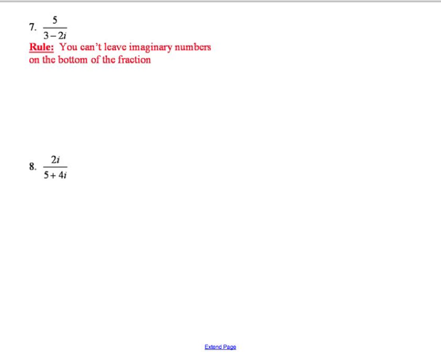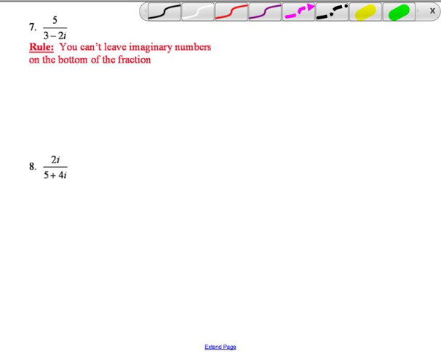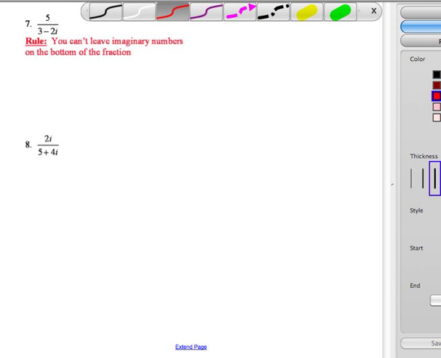Okay, last ones, and hopefully this reminds you of something else. Right, we have, let's choose a fancy color. How about this dark blue? Purplish. Fun. Okay, so we have number 7, 5 over 3 minus 2i.